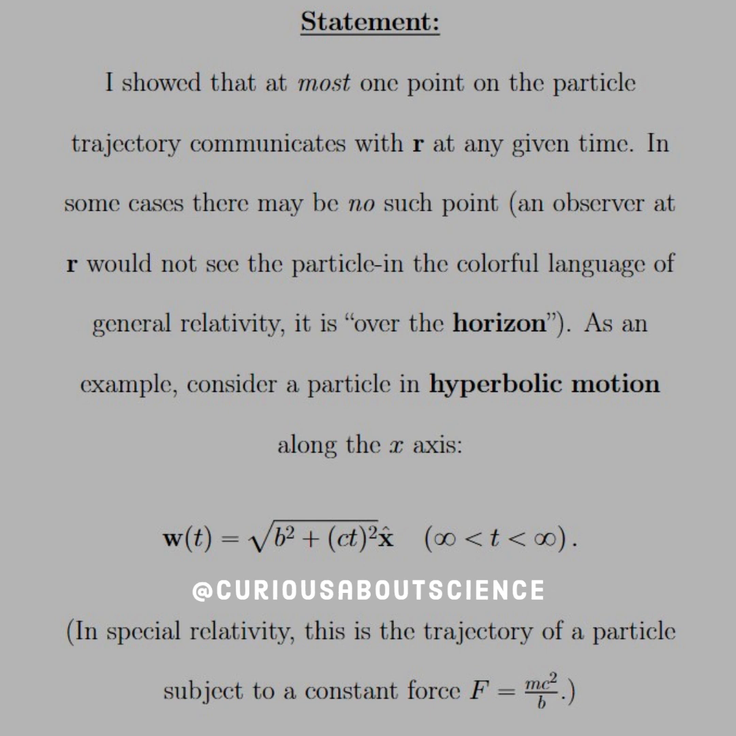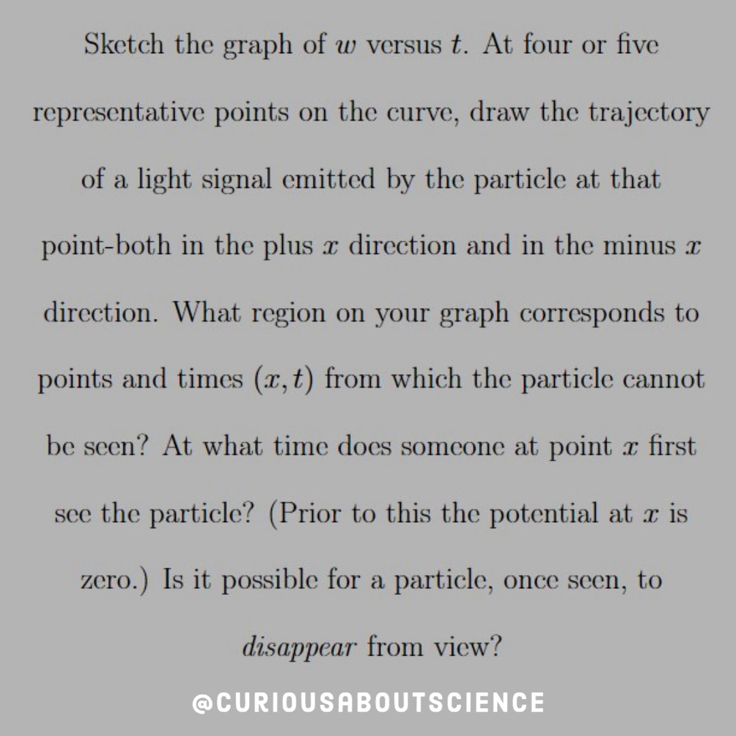In special relativity, this is the trajectory of a particle subject to the constant force F equals mc squared over b. Okay, that kind of looks like the radial part where we have v squared over r, something like that. But nonetheless, let's continue on. What we want to do is sketch the graph of w versus t. At 4 or 5 representative points on the curve, draw the trajectory of a light signal emitted by the particle at that point, both in the x direction and in the minus x direction.